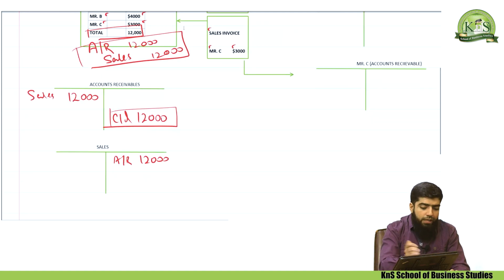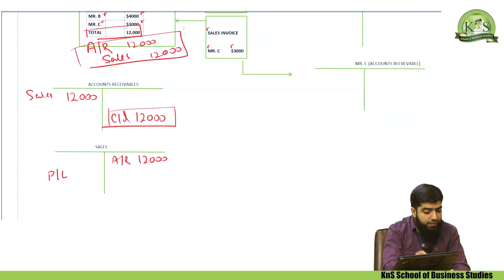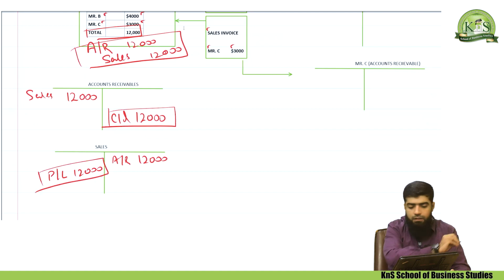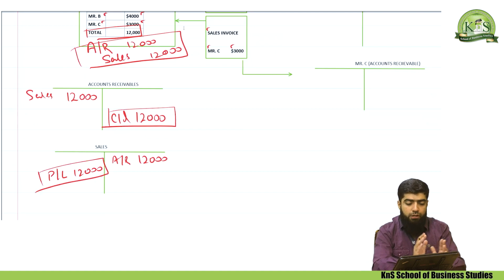Okay. What amount will be charged to P&L or will be credited to P&L? The 12,000 will be transferred to the P&L account. So that is the end of the control account or the T account.